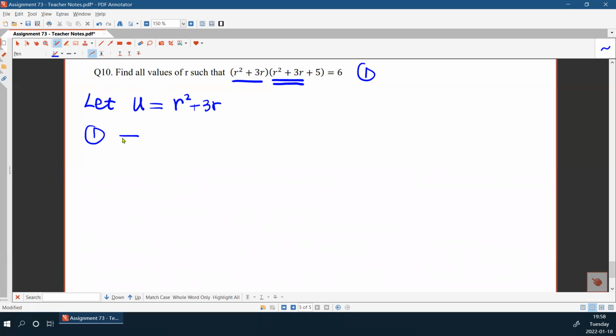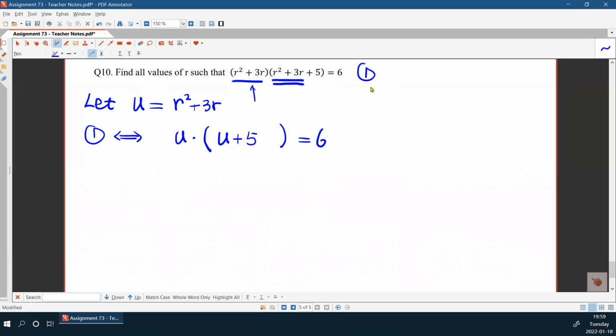Then the original equation is equivalent to which one? Can you tell me? How about the first expression within the brackets here? It becomes what? u, right? Then times u plus 5. u times u plus 5 equals 6, right?